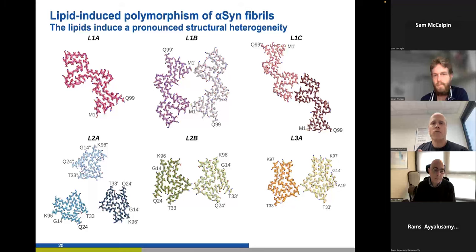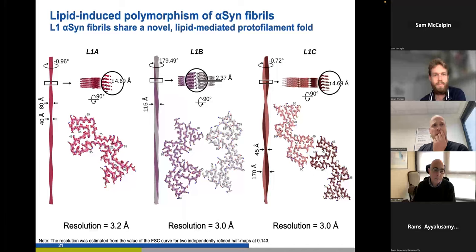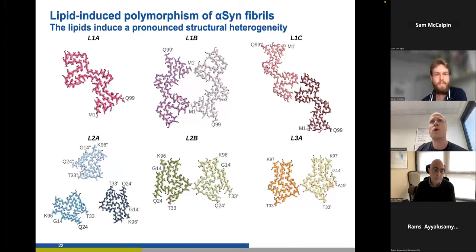So let's take a closer look at the L1 fold first. This is a fold that has never been observed before. So this is unique to this lipid environment in which they form, and the resolution of all these structures is around 3 angstroms. So it's a pretty decent resolution to really reliably build the atomic models.